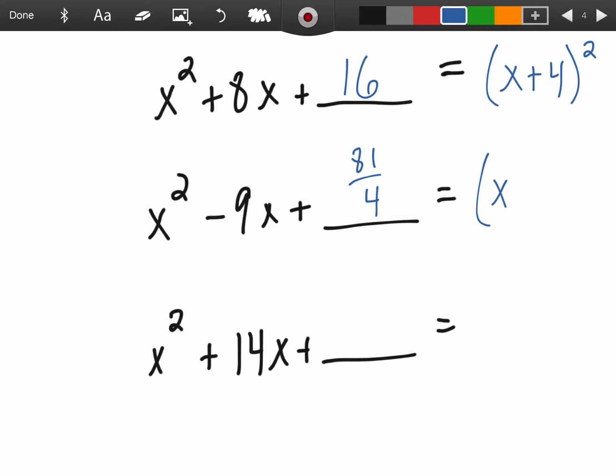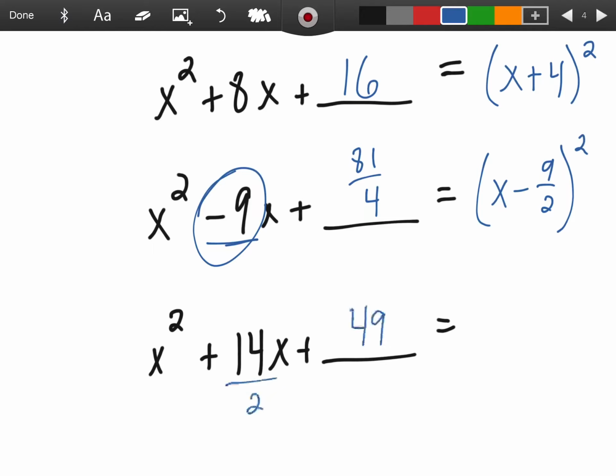And then this is just going to be x minus 9 halves, right? I'm just dividing this value right here by 2. So x minus 9 halves squared. And for this last one, take this, divide by 2. So 14 divided by 2 is 7. Squared is 49. So this is just x plus 7 squared. All right, so that's how we complete the square. We just take that b value, divide it by 2, square it, and we'll add that. And then it's just x plus a squared.